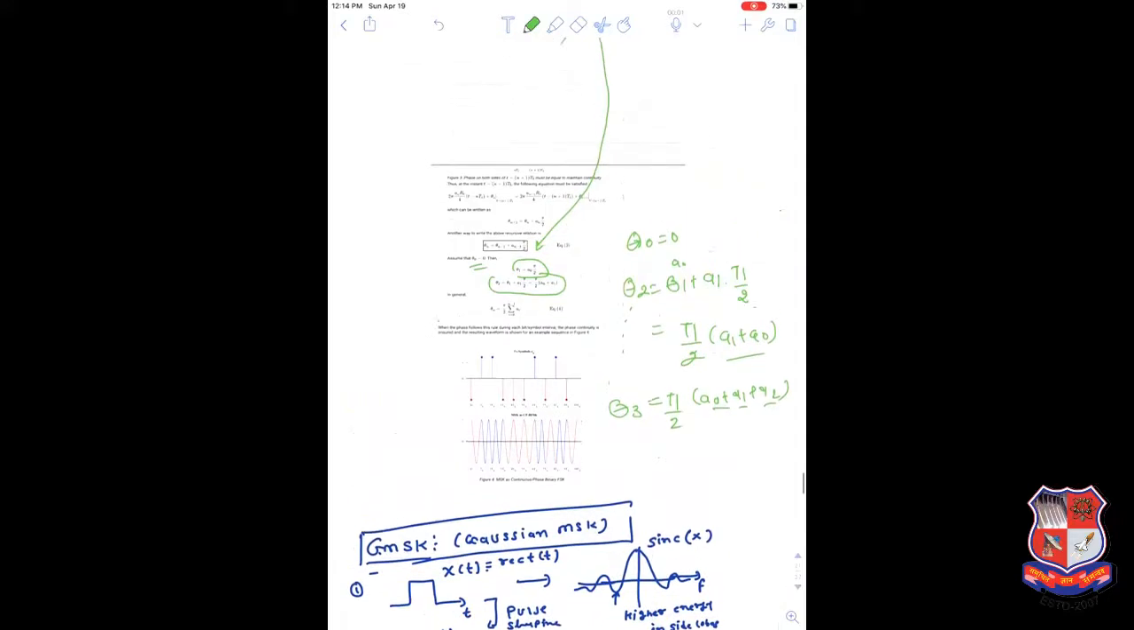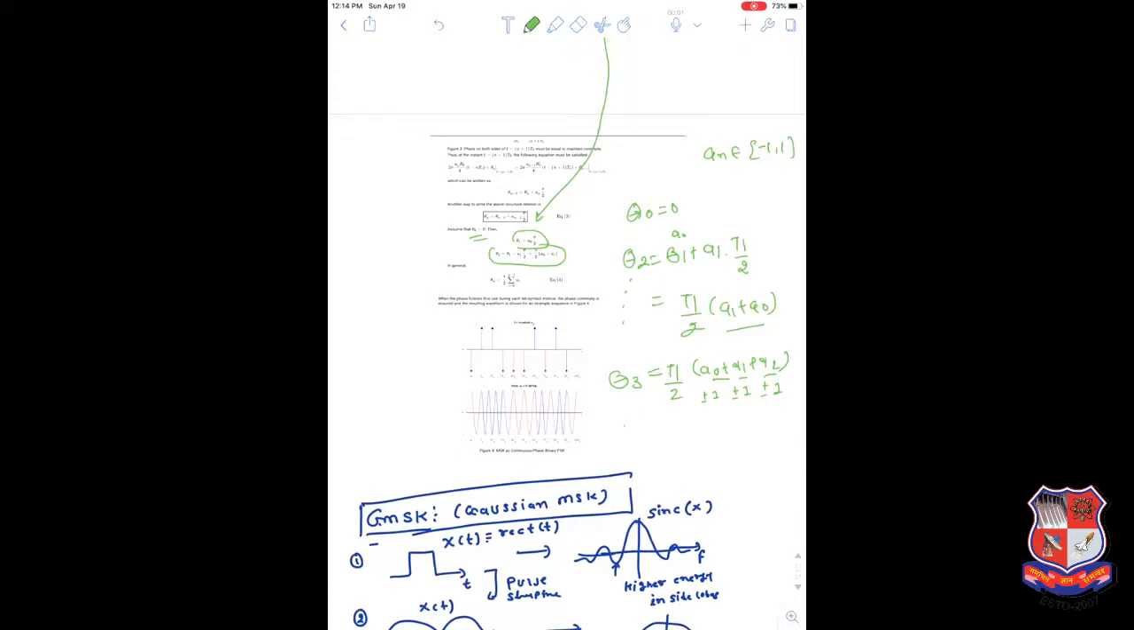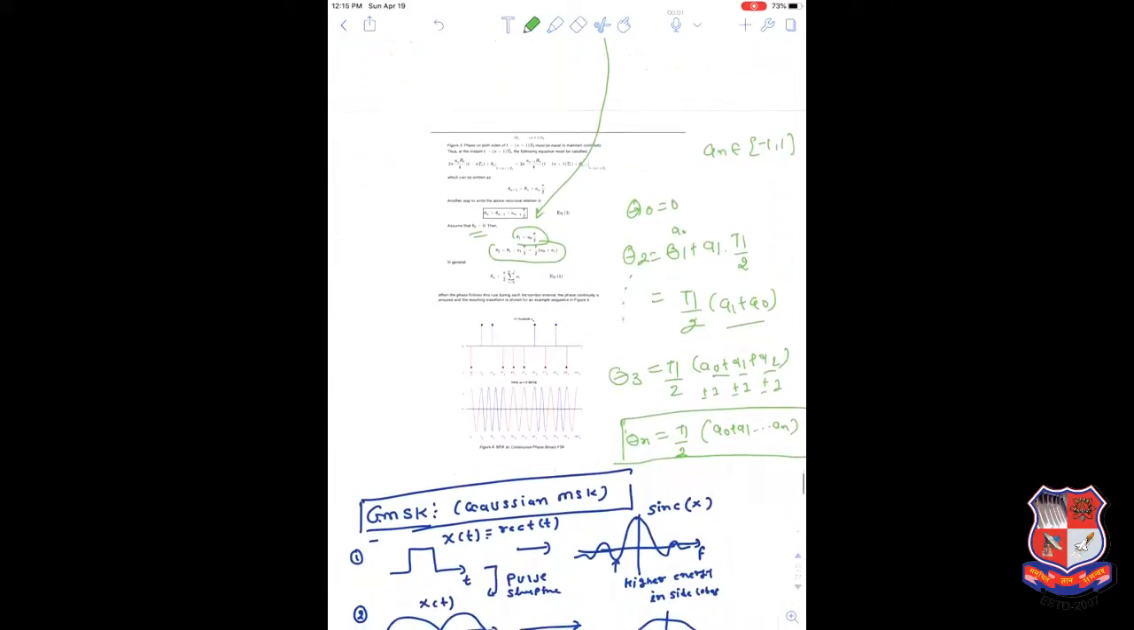Earlier we discussed that a_n belongs to either minus 1 or 1. So a0 can be plus or minus 1, a1 can be plus or minus 1, and so on. It may be minus 1, plus 1, or plus 1, minus 1, anything, but there are only two possibilities, either plus or minus. Accordingly, in more general form, theta n is a0 plus a1 up to a_n. If we add theta n in such a way as to reduce the jump discontinuity, so that the phase before the boundary looks identical to the phase after the boundary, the value of theta n in general form is the addition of all the previous symbol amplitudes.